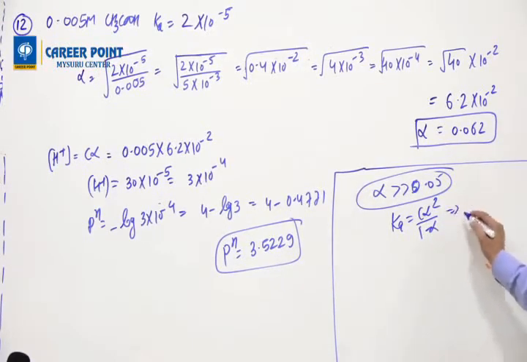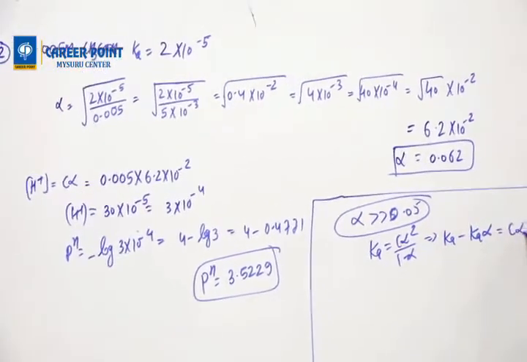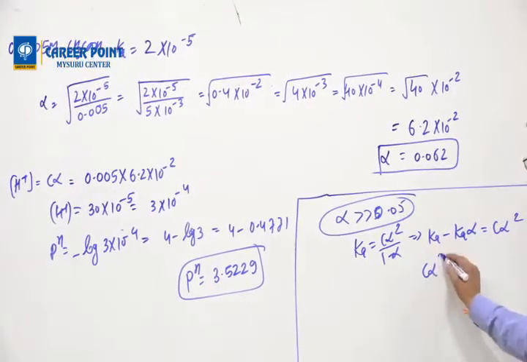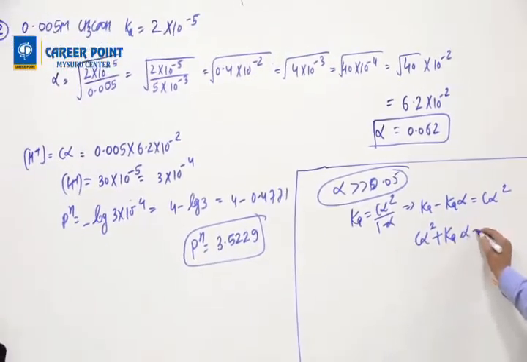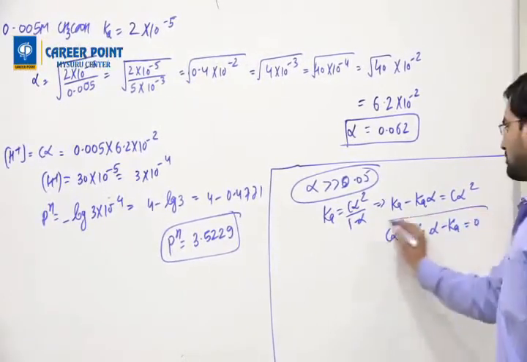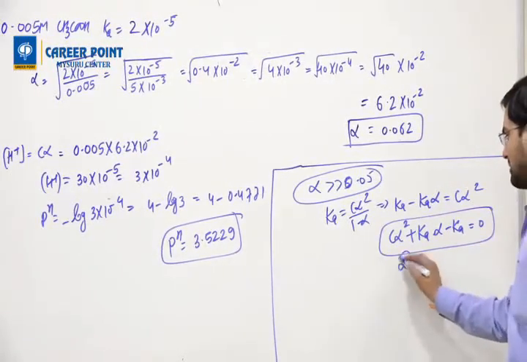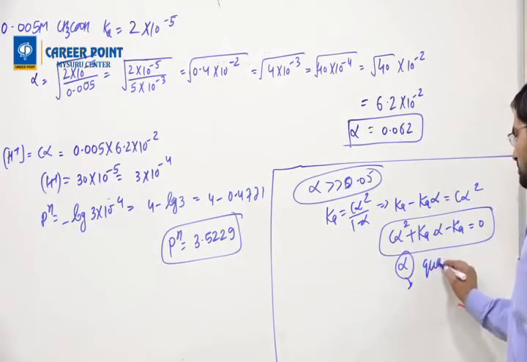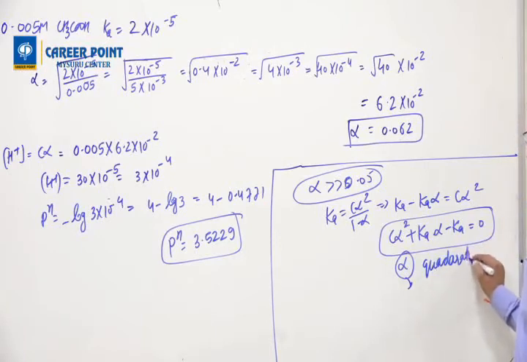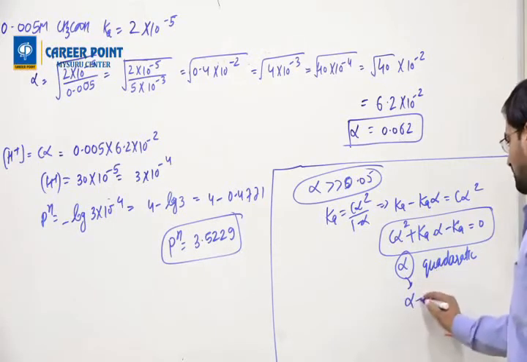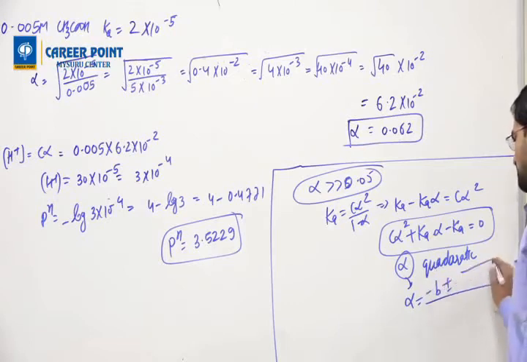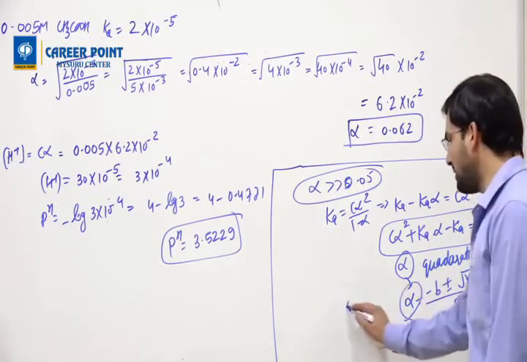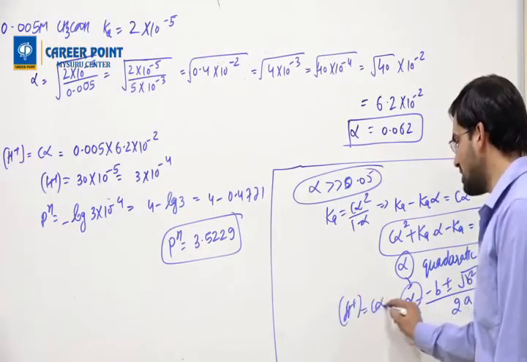So then what I'll do, I'll multiply that side. K minus K into alpha equals C alpha square. Take everything to the other side: C alpha square plus K alpha minus K equals 0. This is a quadratic in alpha. Then you will solve for the roots of alpha, with the formula of minus b plus or minus under root of b square minus 4ac, by 2a. Once you know alpha, then H plus is the same value, C alpha.